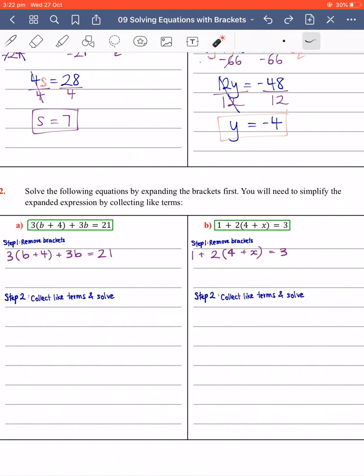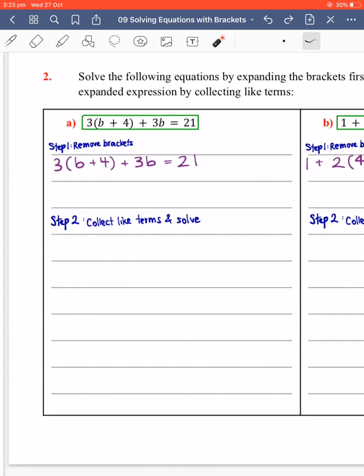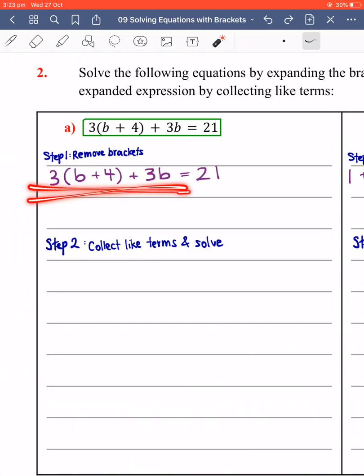So solve the following equations by expanding the brackets first. So we've still got that same step. You'll need to simplify the expanded expression by collecting like terms. So again, similar to these ones here, but you just might have something which looks a little bit more like this. So we're looking for like terms.